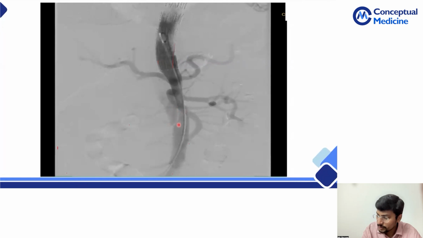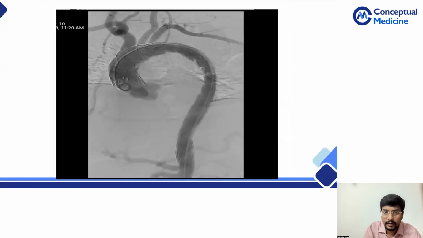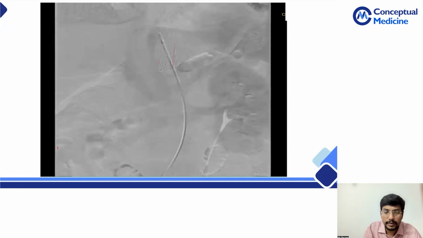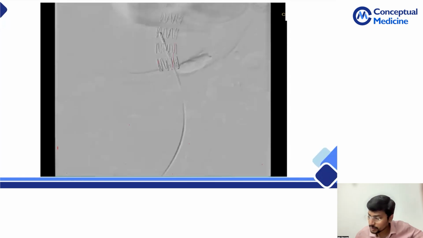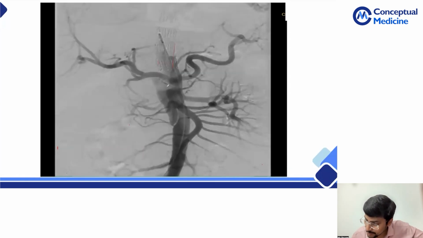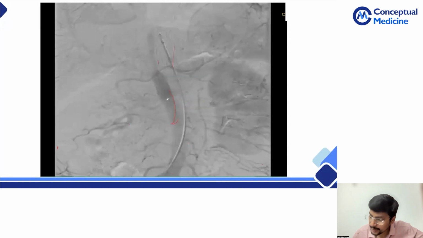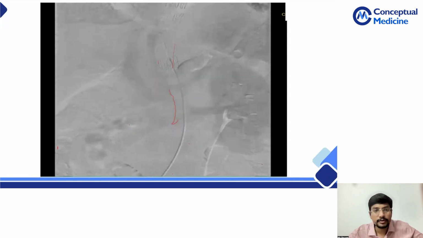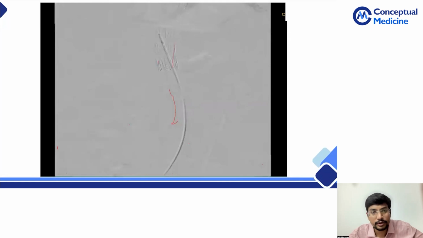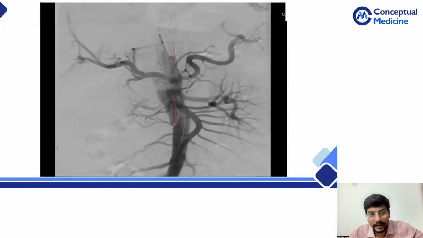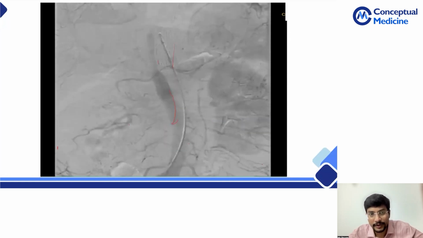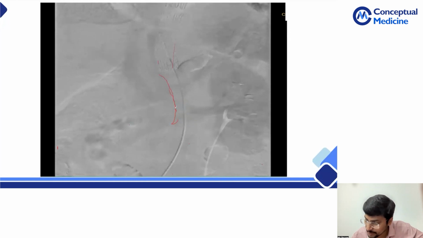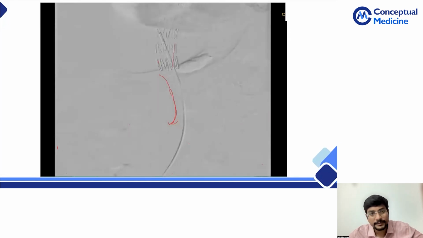So you can see here, no? That's the dissection flap. I'll play it for you again. This is the dissection flap, and this is the false lumen. That is less bright than the true lumen, and it lights up very late after opacification of the normal aorta. So this is the dissection flap, and then what you are seeing is the false lumen.